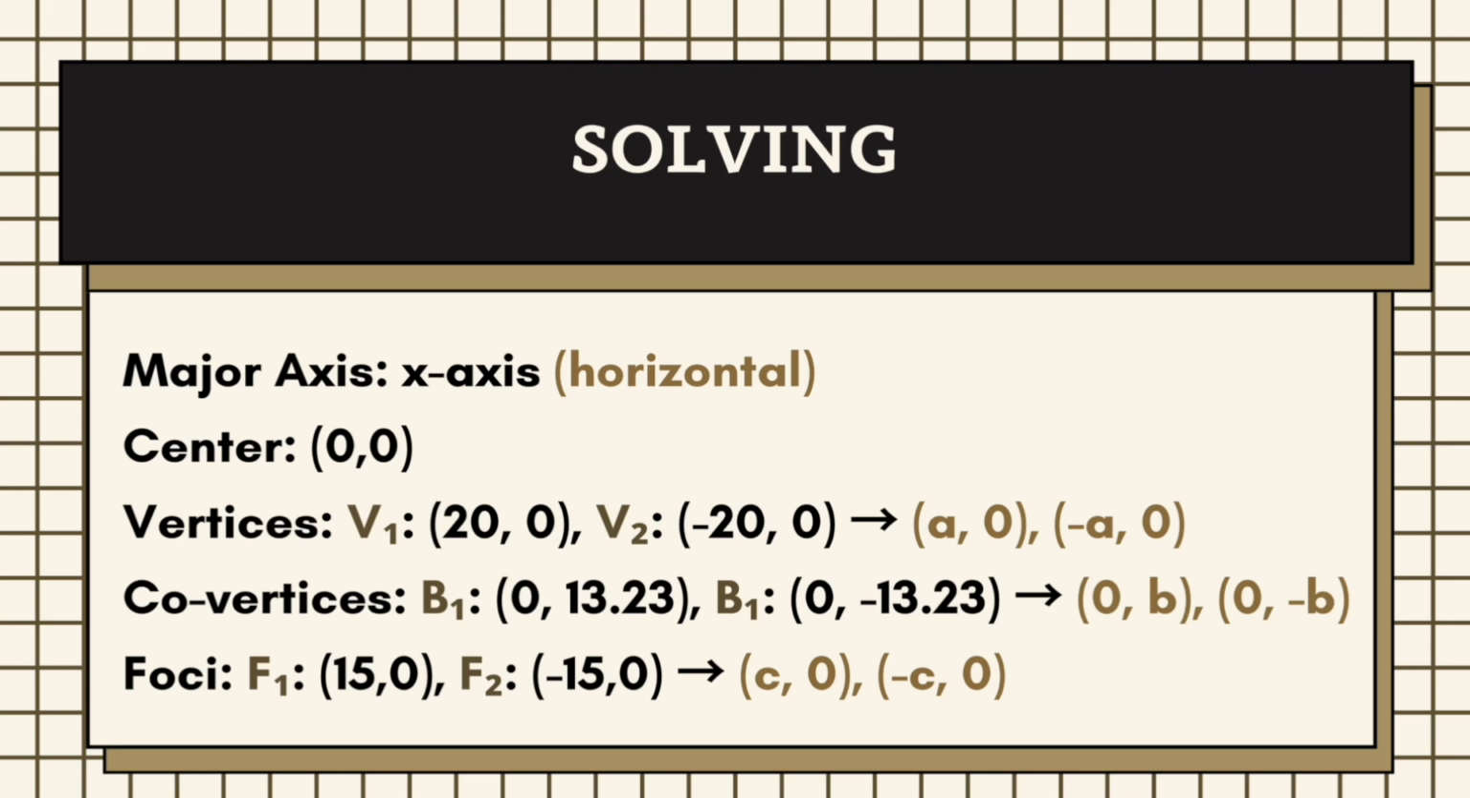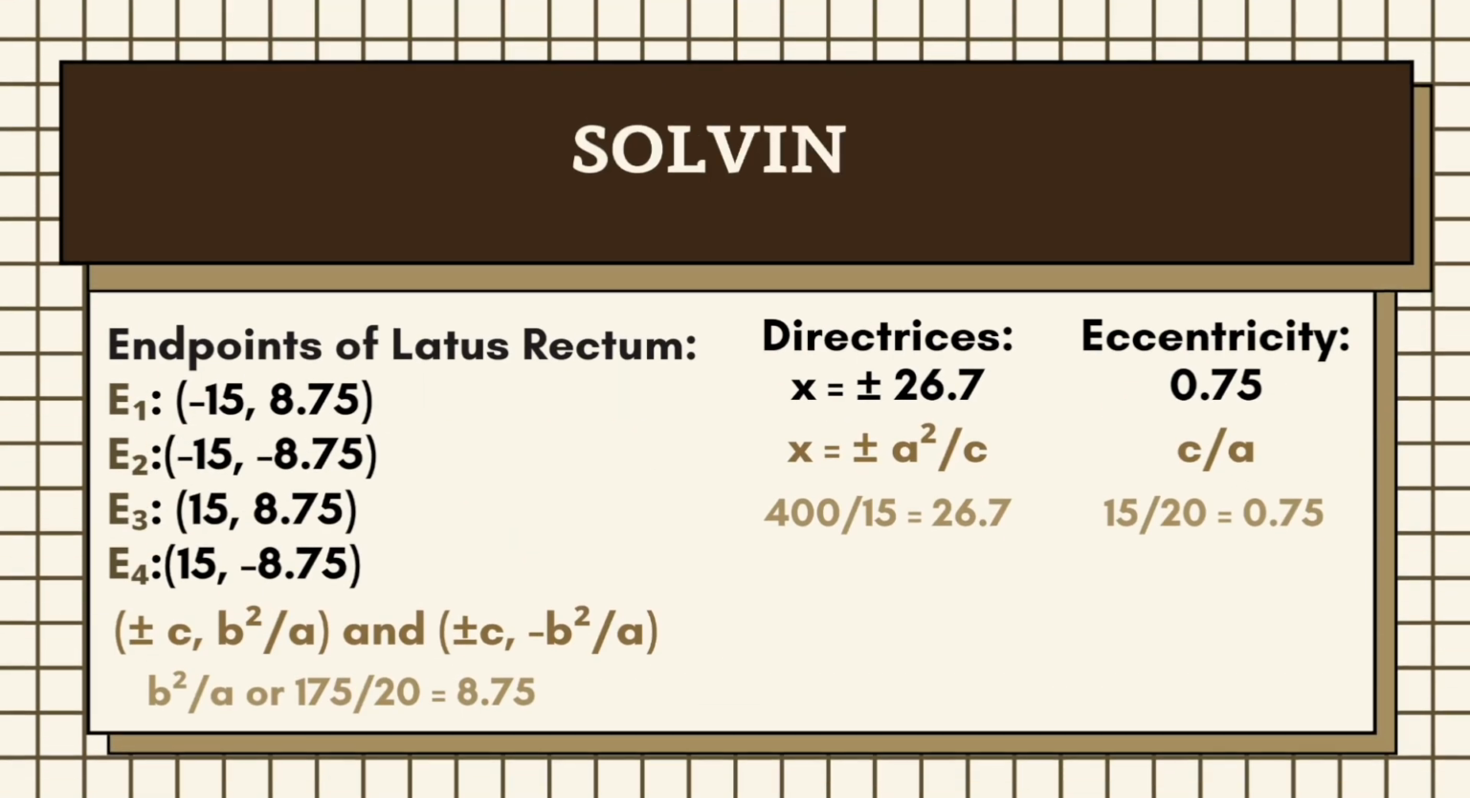By now, you may notice an alternate thing going on, because in the foci, 0 is placed again as the y-coordinate, with positive and negative c, or 15, as the x-coordinate. We have 4 answers for the endpoints of the latus rectum, but we only need one important formula, which is b squared over a. First, copy positive and negative c from the foci and replace 0 with the value of positive and negative b squared over a. b squared over a, or 175 over 20, is 8.75.